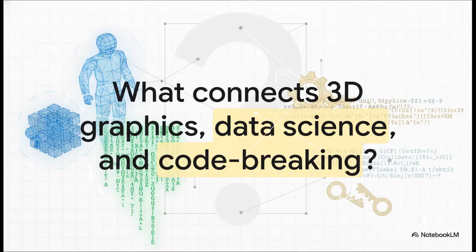So let me ask you this. What do the incredible graphics in your favorite video game have to do with the algorithms that suggest what movie you should watch next? Or what about the methods used to encrypt super secure messages? I know, it sounds kind of random, right? But the answer is a single, really elegant mathematical concept. And trust me, by the end of this, you're going to see exactly how.